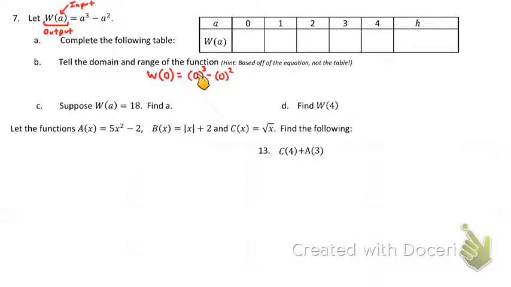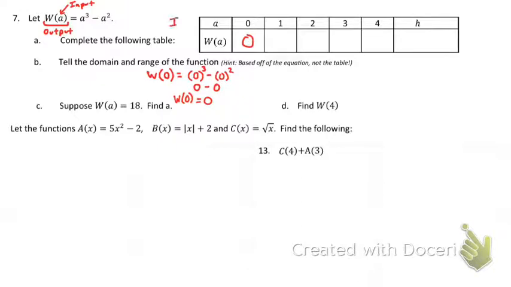So we have 0 to the third power. Again, we're going to evaluate using order of operations. That's actually 0. And then 0 to the second power is also 0. And 0 minus 0 gives me 0. So what we would say is my output, again, here's my output, is equal to 0. What did I plug in? My input was 0. So we're going to put that here. So my output is 0.